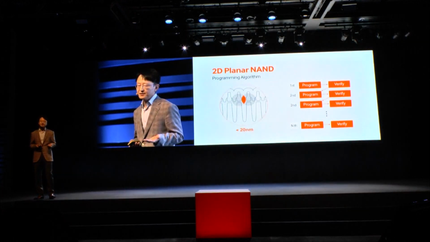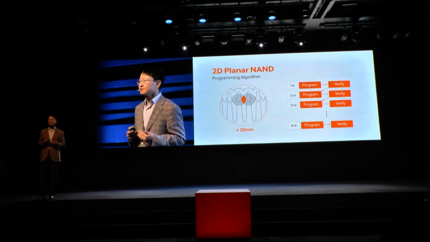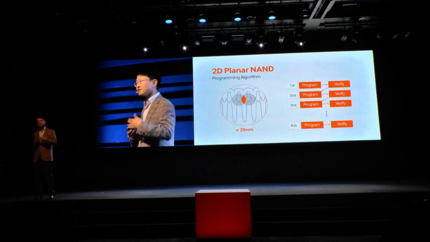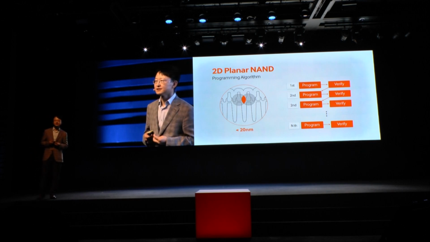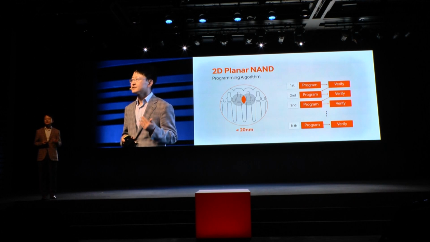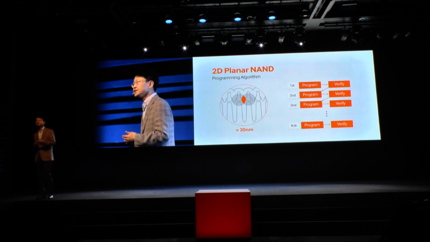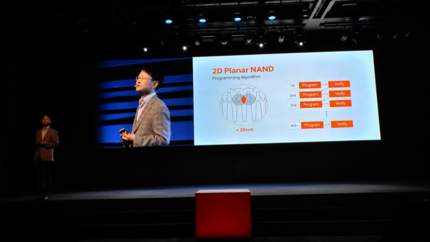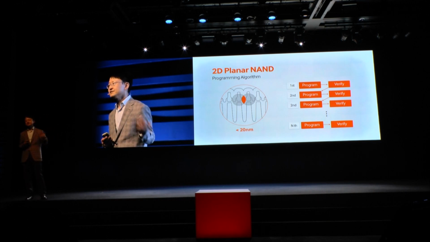As I said before, we need to develop a very precise program algorithm to prevent data corruption due to cell-to-cell interference in planar NAND for smaller design rules. It means for less than 1x nanometer technologies, the data is written carefully using multiple write algorithms in order to avoid interference. As you can imagine, this takes some time.